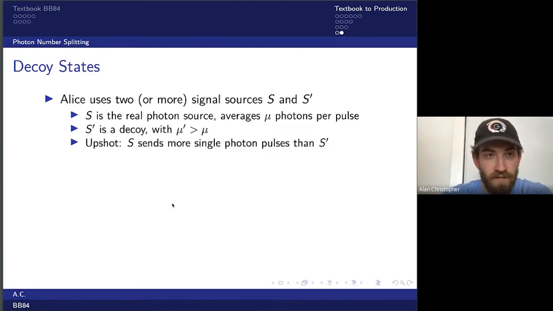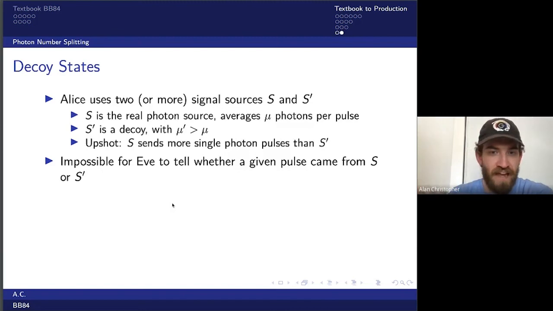And very briefly, the style of defense which is most popular for this is to start using multiple signal sources. So I'm going to call them S and S prime. S is your original real photon source. It's averaging mu photons per pulse. And then we're going to have S prime, which is a decoy state. And that's going to average more photons per pulse. The important thing here is that S is going to send more single photon pulses than S prime, and S prime is going to send more multi-photon pulses.